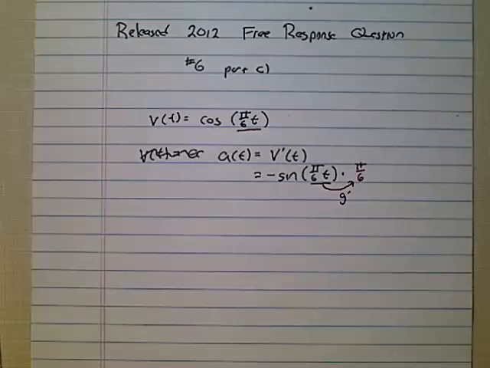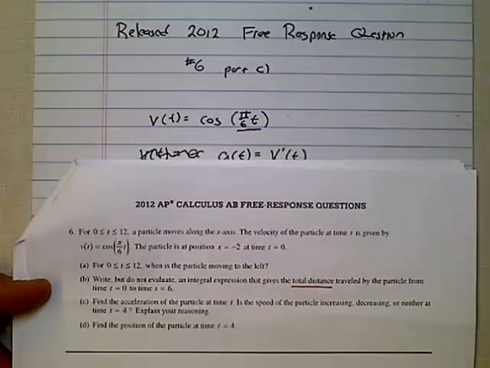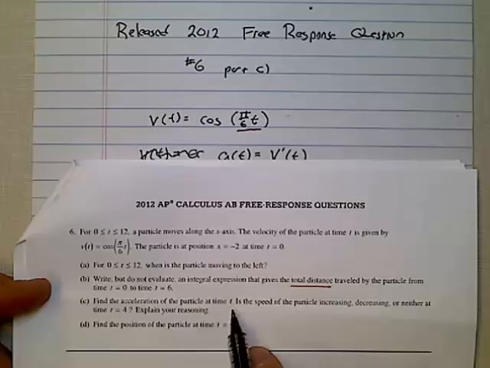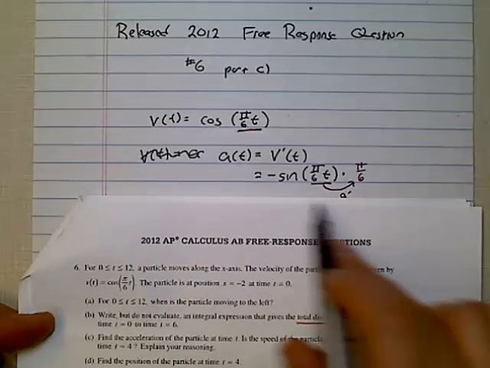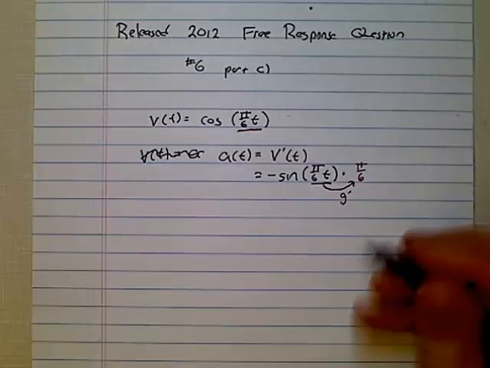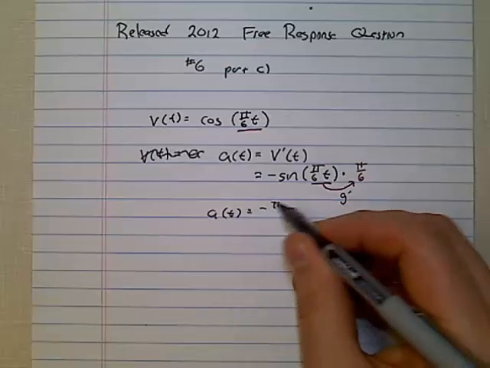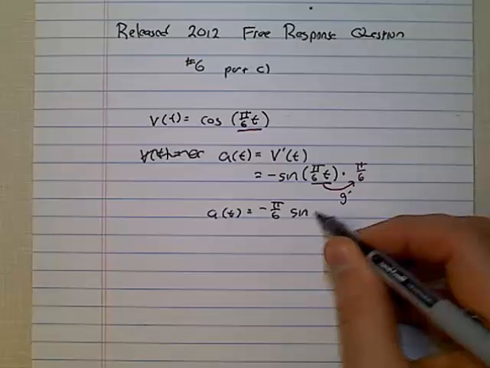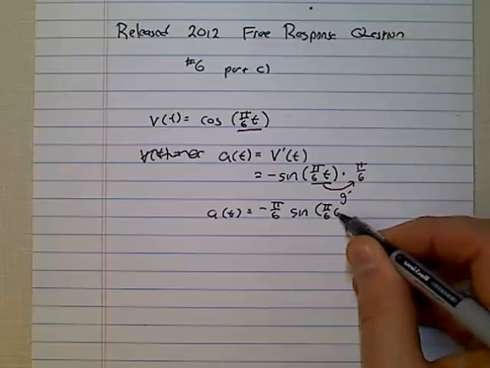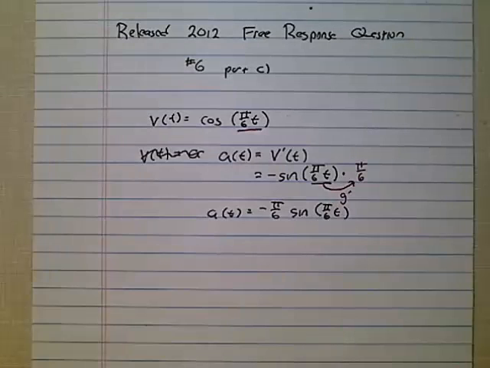So that is the acceleration. Now we've done this first part. We have determined the acceleration of the particle at time t. They didn't give us a specific time, so we just say it's this. We could clean that up a little bit and say a of t is equal to negative pi over 6 sine of pi over 6 t. But this is fine just the way we wrote it here. All right, the second part asks us if the speed of the particle is increasing or decreasing.